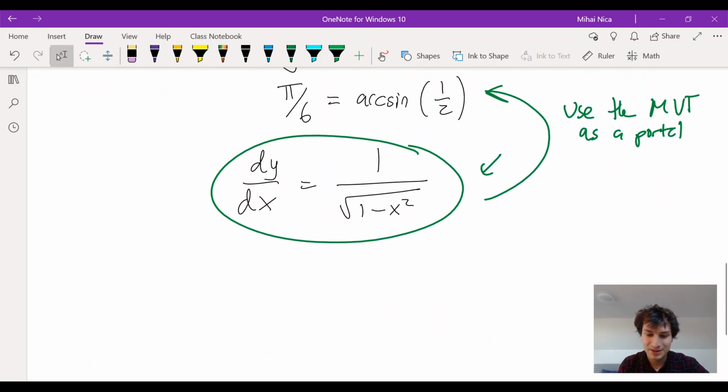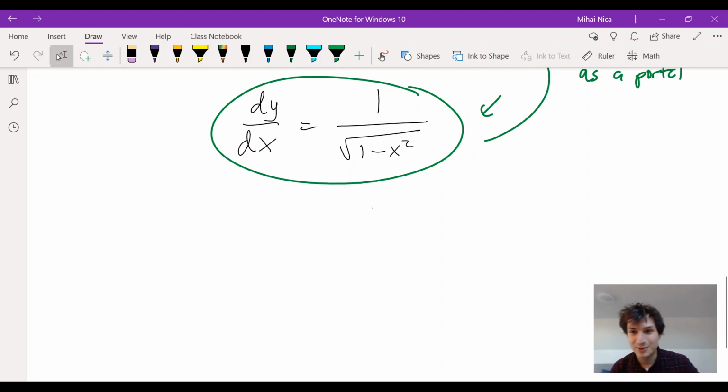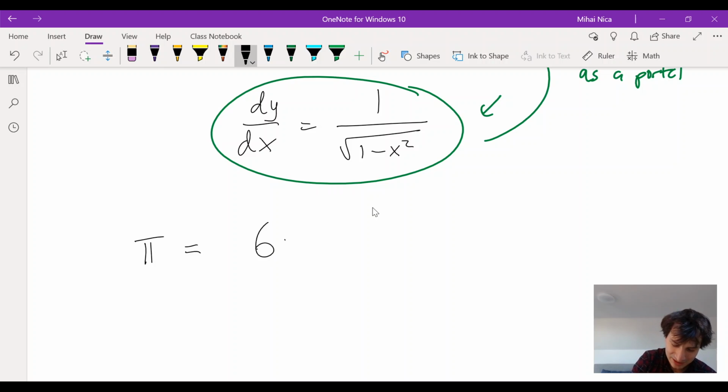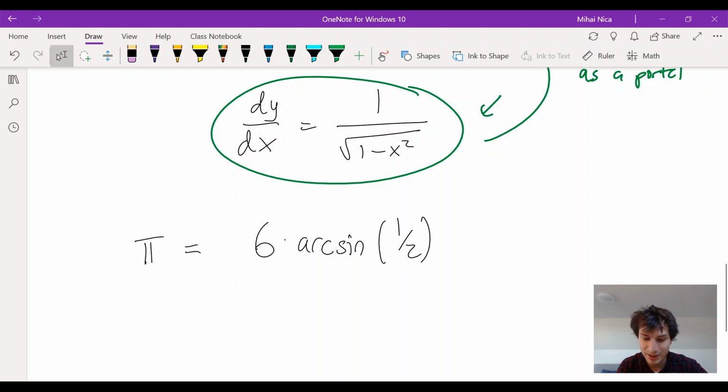So here we go. Pi is equal to 6 times the arcsine of 1/2, because we know arcsine of 1/2 is equal to pi by 6. And now I want to apply the mean value theorem. How am I going to apply the mean value theorem? Well, the mean value theorem converts average rates of change into instantaneous rates of change. So I better make an instantaneous and average rate of change appear over here. So I'm going to rewrite this a little bit.